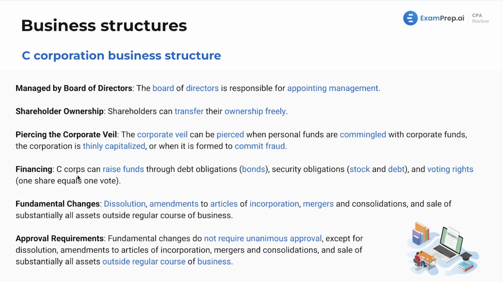Now, financing. C Corps can raise funds through debt obligations, bonds, security obligations, stock and debt, and voting rights. 1 share equals 1 vote. So we can raise money in a various assortment of ways, whether it's preferred stock, bonds, stock, anything like that. Debt, fundamental changes, anything like dissolution, amendments to articles of incorporation, any mergers, consolidations, large scale operations outside of the regular course of business. These are going to be considered fundamental changes.